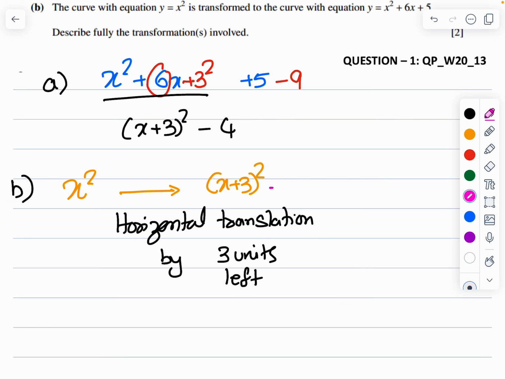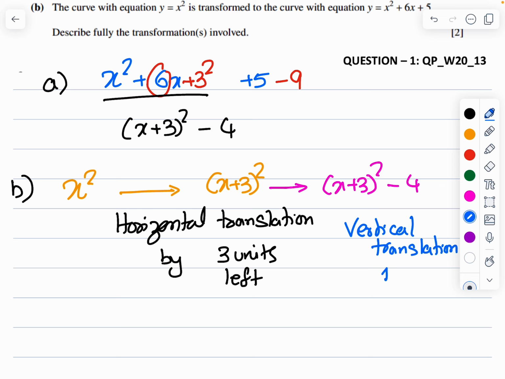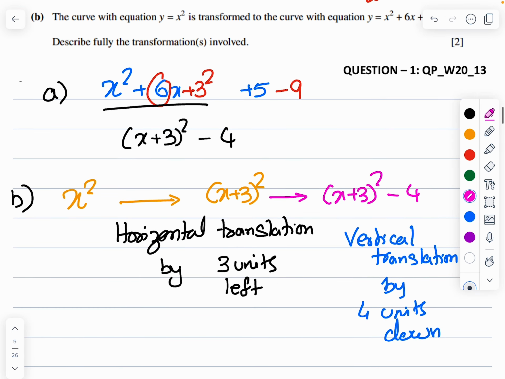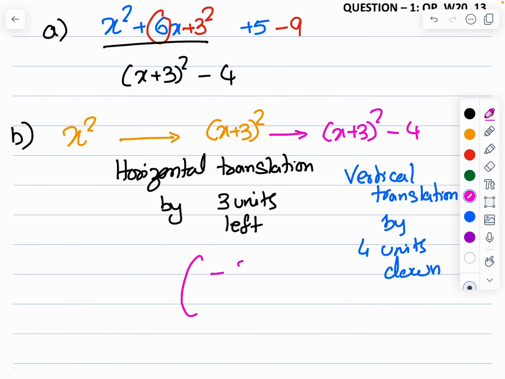Next, it becomes x plus 3 whole square minus 4. This is called vertical translation. By how many units? 4 units down. Minus means it's going to be down. That's going to be the answer. Or if you want to write it as a vector, 3 units left is minus 3, 4 units down is minus 4. You can write it as a translation. Simple. Easy method to write it.